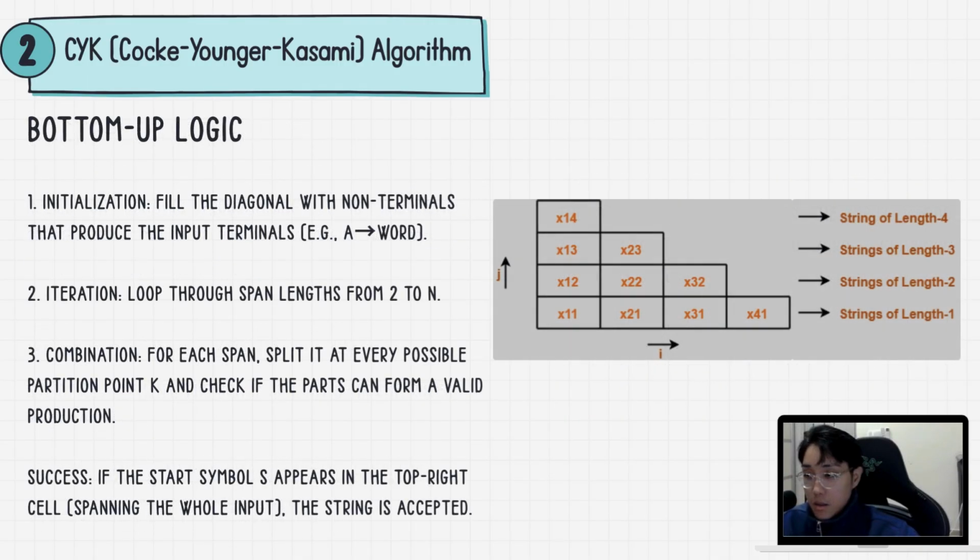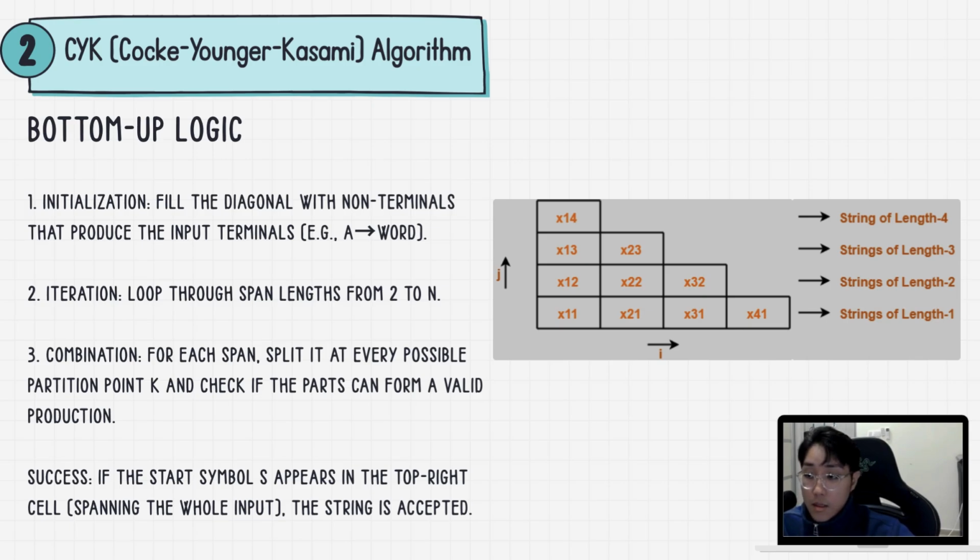Okay, now let's look at how the CYK algorithm works in a bottom-up manner. The process starts with initialization. We fill the diagonal of the table with all non-terminals that can produce each input word directly. So if a word matches a rule like A is word, we place A in that diagonal cell. Next is the iteration step. We go through spans of increasing length, starting from length 2 all the way up to the full length of the input string.